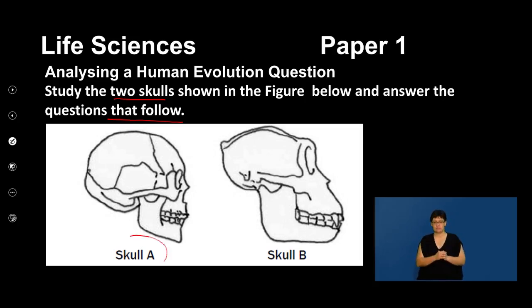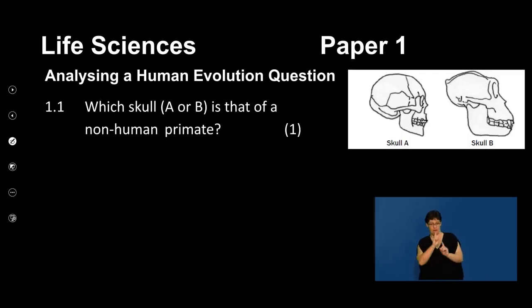And if you compare them, you can clearly see the skull of A seems more human-like, and you would know that a human-like skull shows a significant development of the brain. If we compare that to skull B, you can see significantly smaller development of the brain. Let's move on to the question, and we would try and answer this before we end the session. Which skull, A or B, is that of a non-human primate?